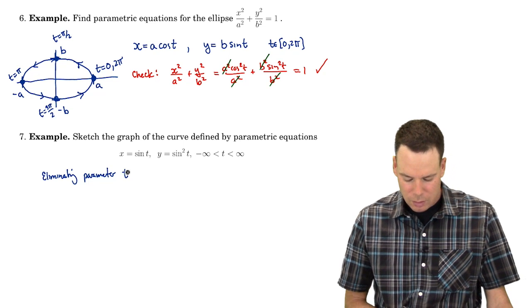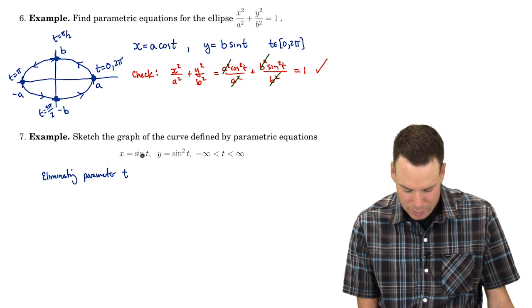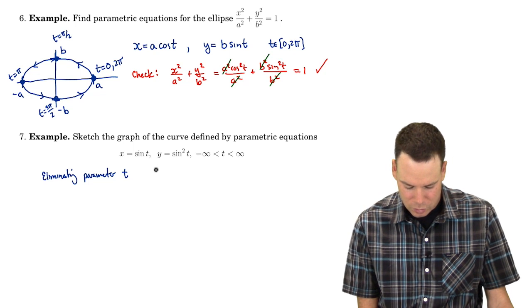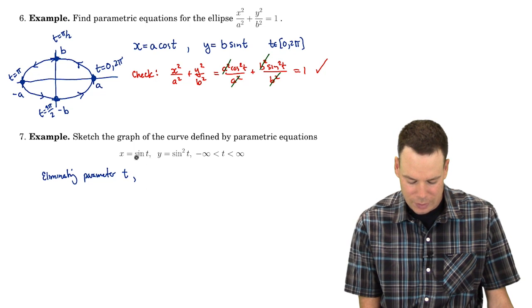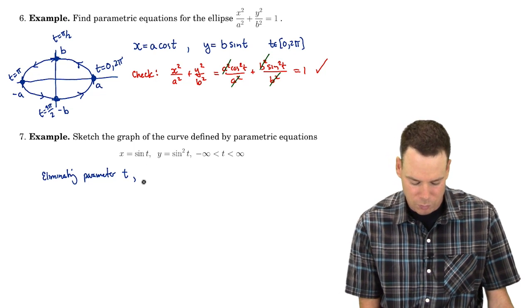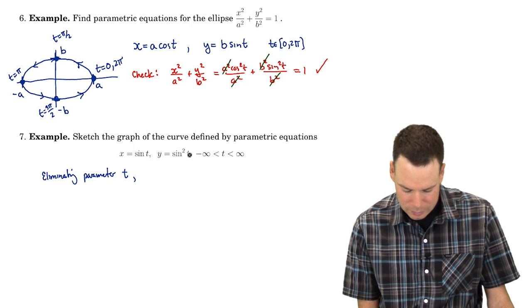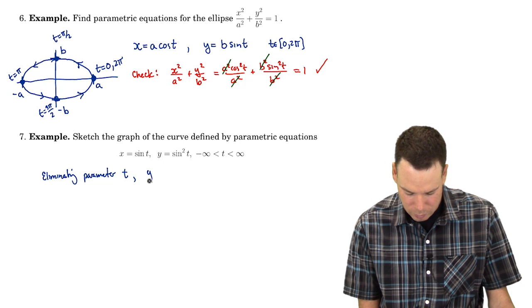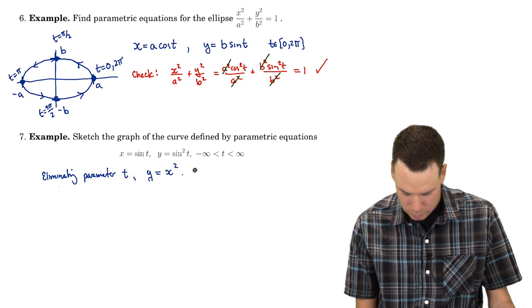t. The reason I'm going to do this first is because I see that both x and y involve this function sine of t, so maybe I can get rid of t altogether and just express y in terms of x. So we eliminate the parameter t, so y is sine of t all squared, but sine of t is x. So that means we get y is equal to x squared.